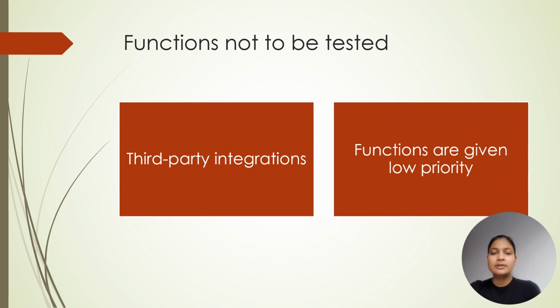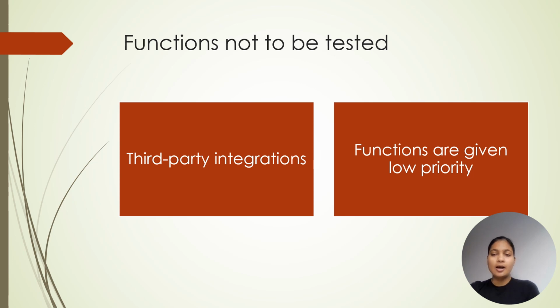This slide represents the functions not to be tested. Number one is third-party integration, which means that there are a few functionalities that may have third-party involvement and they can't be tested because testing generally involves internal behavior.